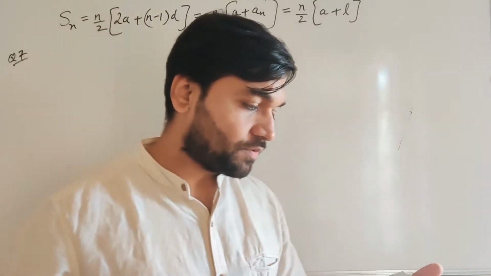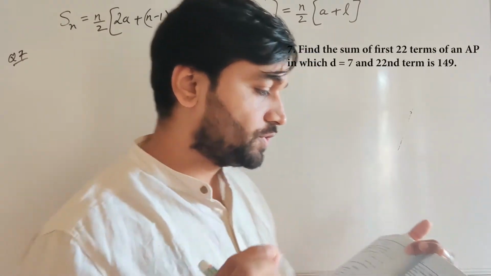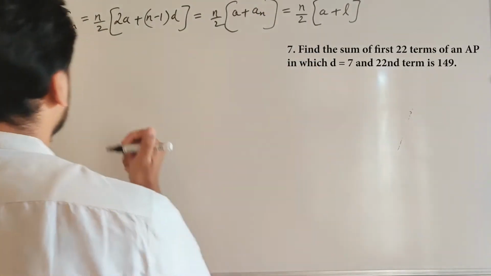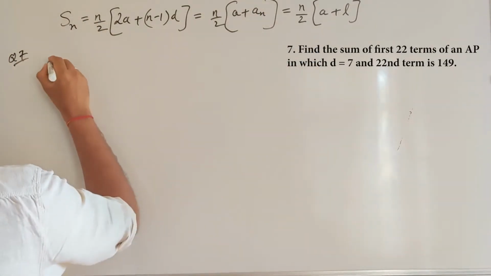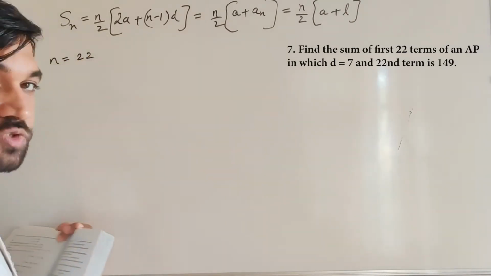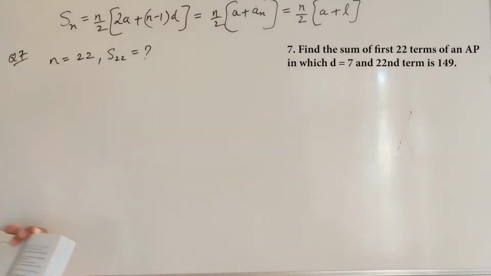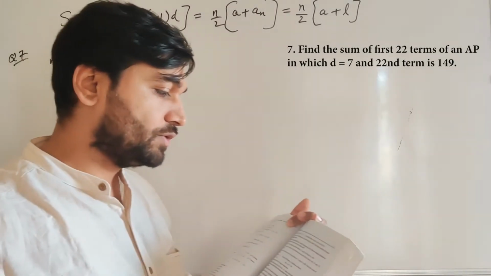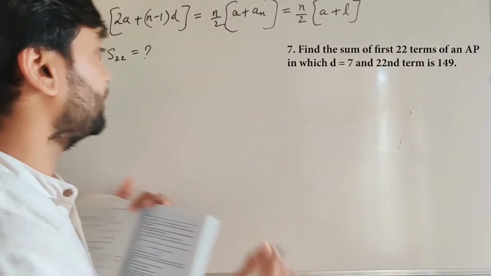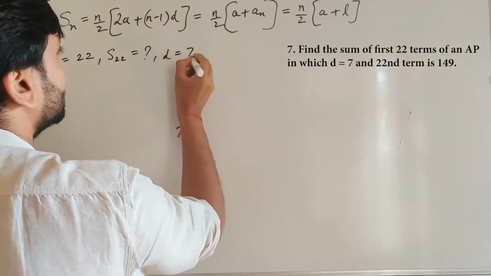Okay, so the next question, question number 7. Find the sum of first 22 terms of an AP. So they are saying sum of first 22 terms. That means n becomes 22. Sum of 22 terms means they are asking S22. Find the sum of first 22 terms of an AP in which d is 7. So d value is 7.